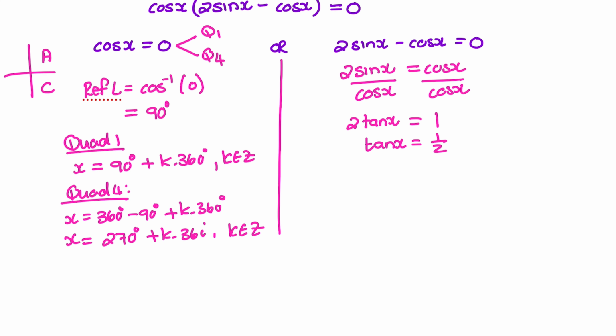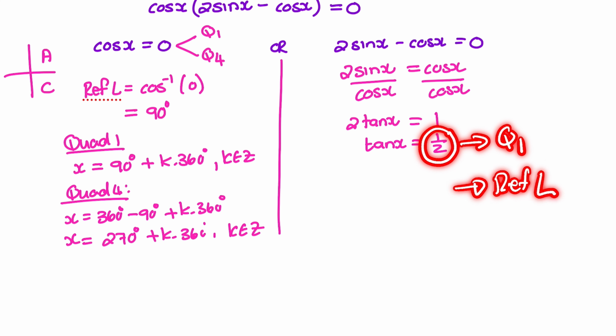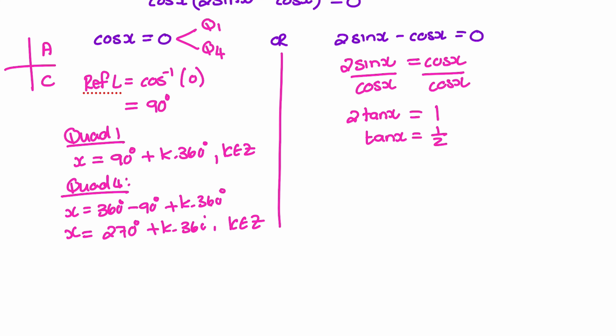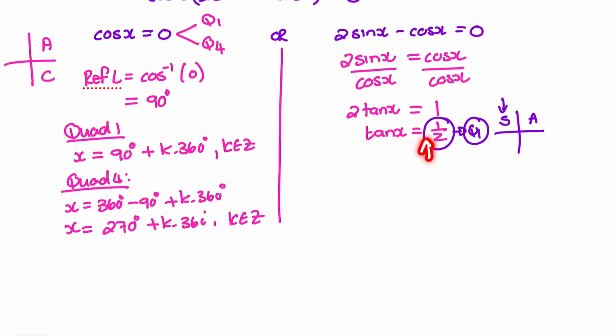So now we can identify the quadrants. That's our first step. Then we'll find the reference angle, and lastly, we would solve for x. For the ratio of tan, we only need to consider the first quadrant where everything is positive, or the second quadrant where only sine is positive. And we can see that tan x is equal to plus 1/2. So that means that we will consider quadrant 1 only, because in the second quadrant, tan would be negative, but this value is positive.